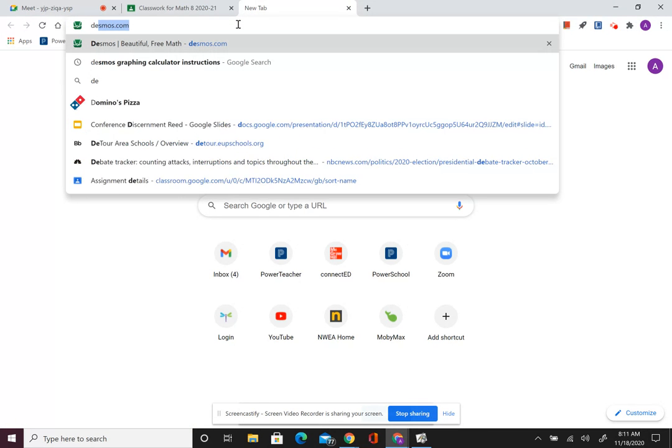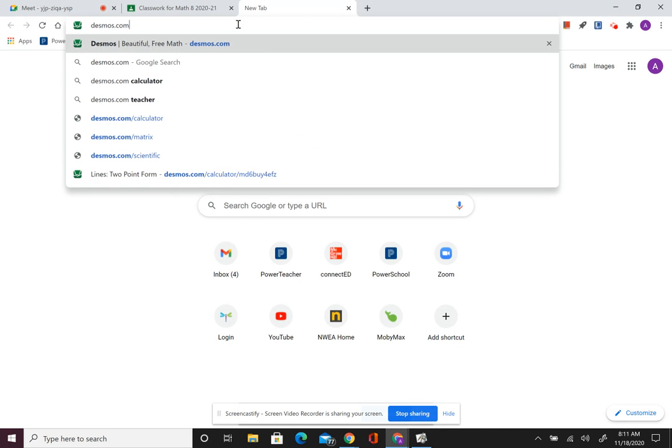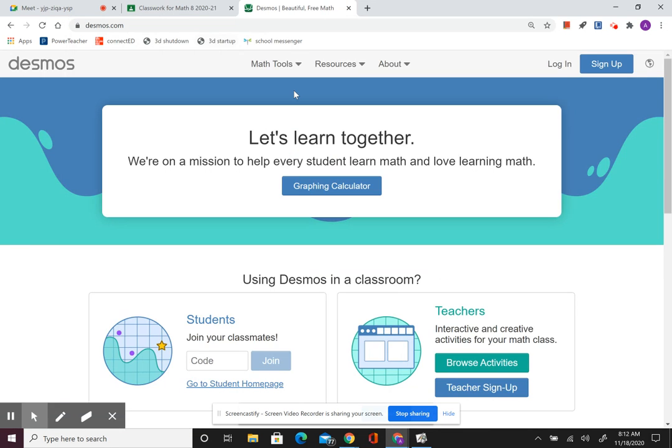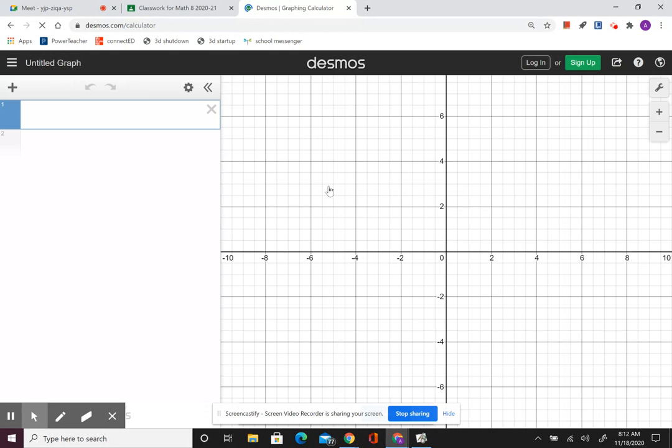The website is desmos.com, and it is a free math tool, and it is a graphing calculator. So you just click on graphing calculator, and it comes up like this, and you'll see the grid. You can change your grid if you want, going over here into the settings for the graph. But what we're interested in is this part over here.